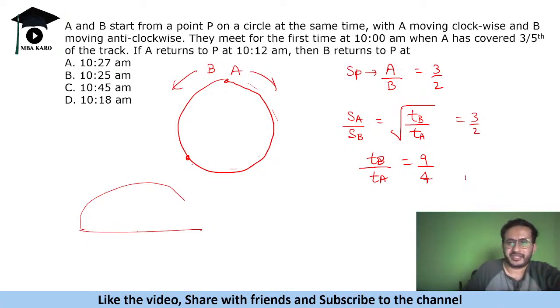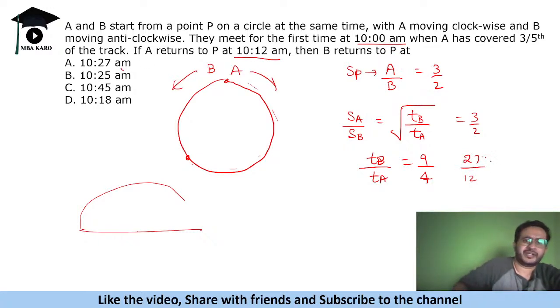So A takes 12 minutes after that. From 10 a.m., 12 minutes more, 10:12. So this will be 27, so this will reach at 10:27 a.m.